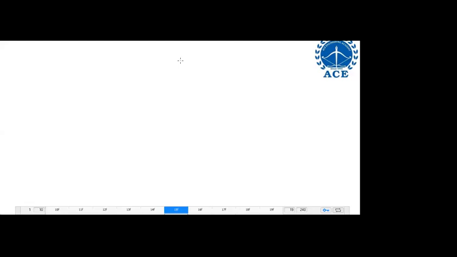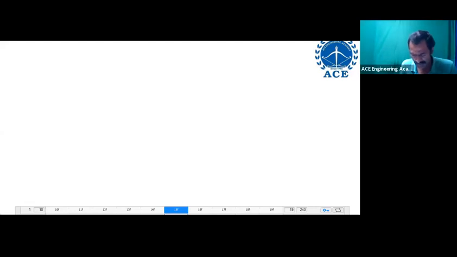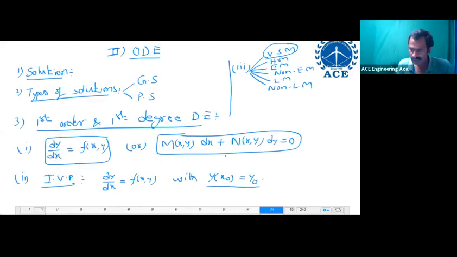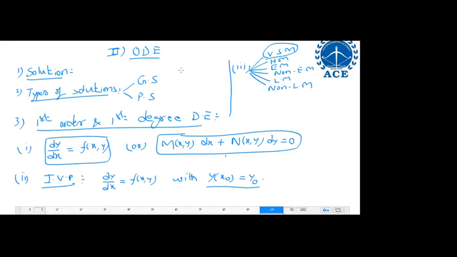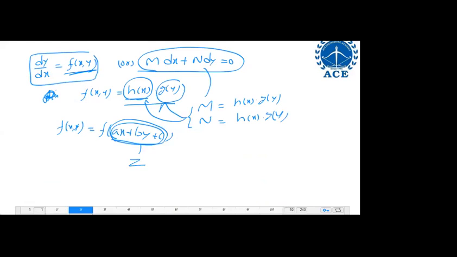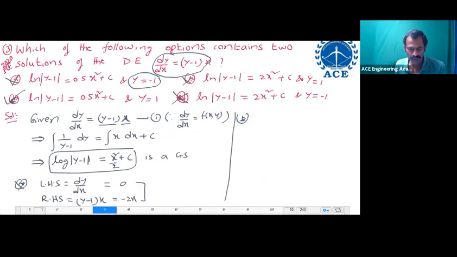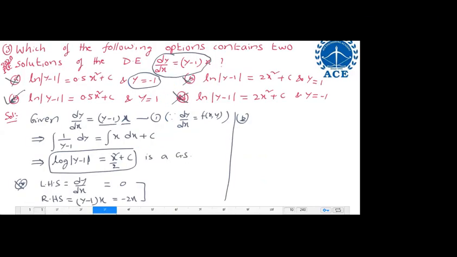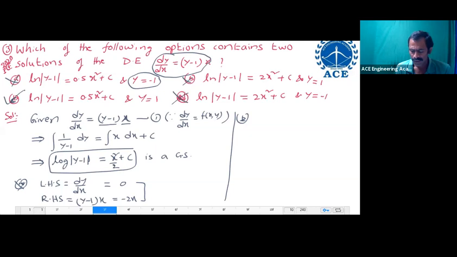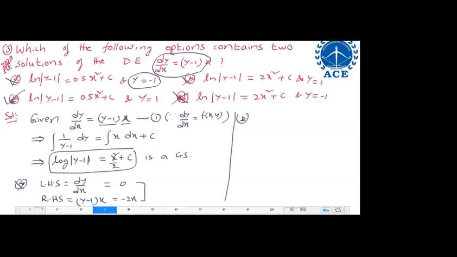Sir, I had a doubt in the first page of today. The first problem, GATE 2020 EC, the third problem. Sir, in the problem, if we take y equals to 1, then there will be log 0, no, sir? Log 0 value is undefined, no, sir?